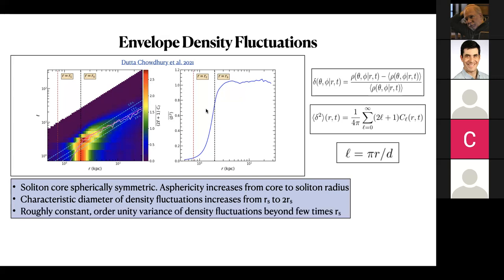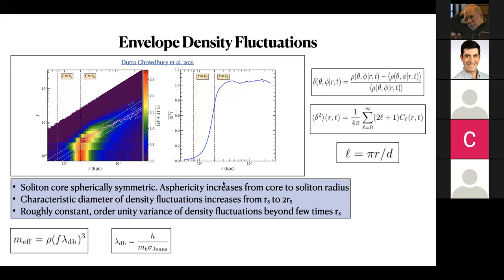And on the right, what is shown is that we can sum over these different components and then find the variance as a function of radius. So just that variance is plotted. And the one thing that I want to point out is that outside the soliton, there is about order unity variance everywhere throughout the halo.